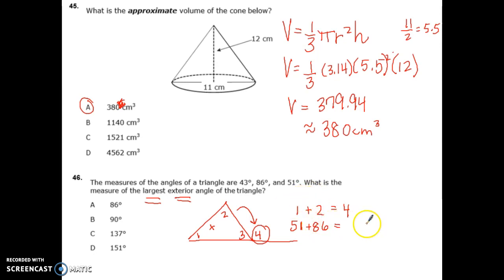So when we add these together, we get 137. Some people are going to be like, oh, let's pick the largest number. No, these numbers will not add up to 151, okay? The two angles will give you that angle, okay? So the answer is 137.